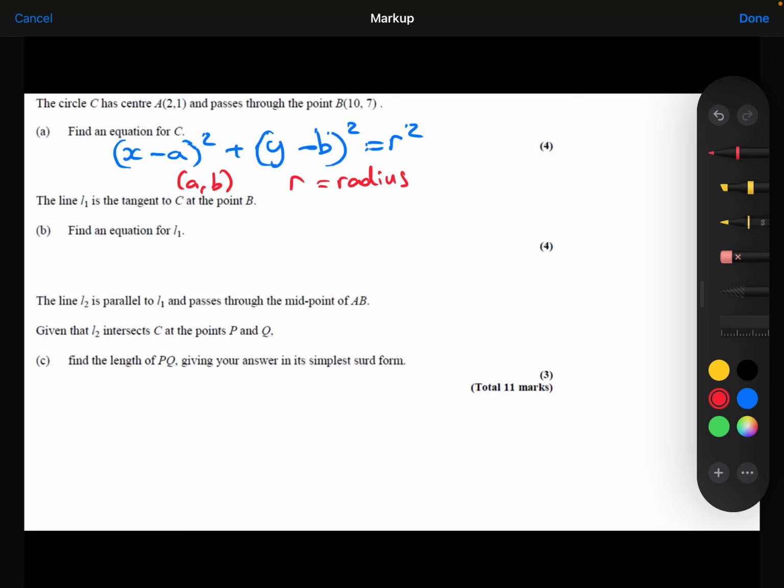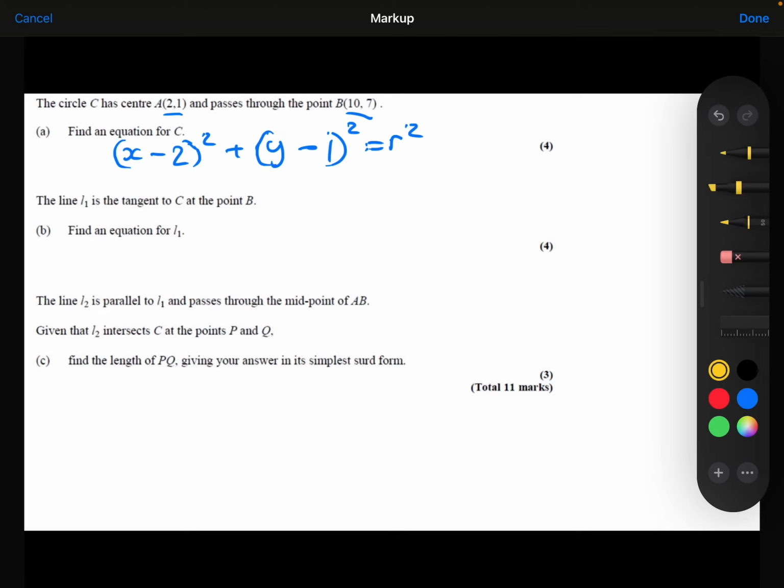So in this case, my a is 2 and my b is 1. So let's put those in the right place, right at the beginning. We now just need to work out the radius. Well, if the centre is (2, 1) and the circle passes through the point (10, 7), then I can work out its radius by just doing a little bit of Pythagoras, just working out the distance between those two points.